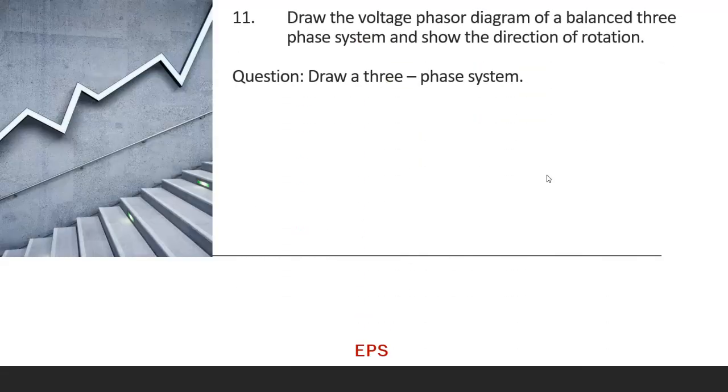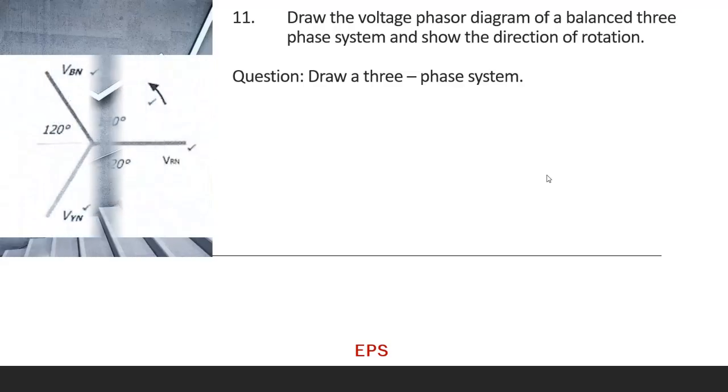Draw the voltage phasor diagrams of a balanced three-phase system and show the direction of rotation. So the question could say, draw a three-phase system. So a three-phase system looks like this, 120 degrees apart, fully labeled as VBN, VRN, and VYN. In other words, the blue, the red, and the yellow. And don't forget to include the direction of rotation.